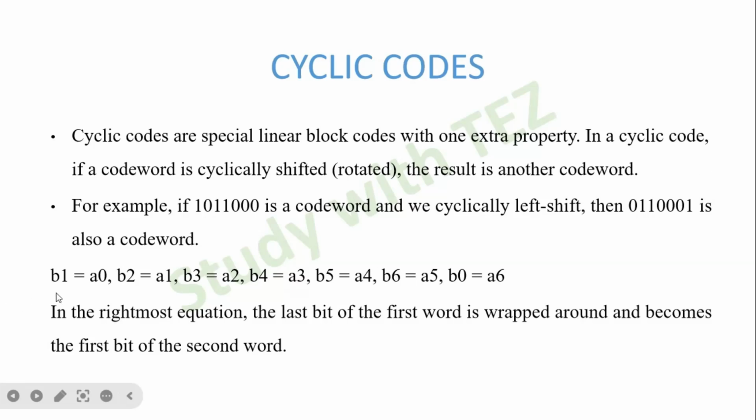The same thing is represented in this equation, wherein a0 is copied to b1, a1 is copied to b2, likewise here, a6 is copied to b0. So this equation actually gives the rotation, nothing else. It's very easy.